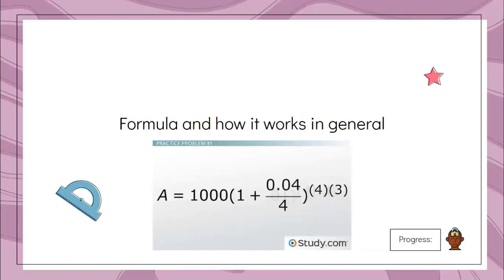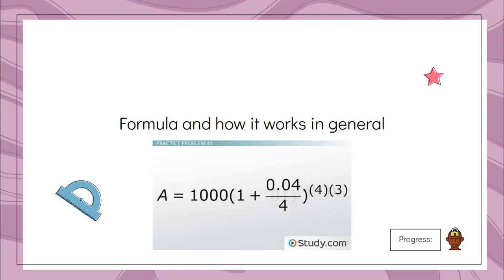So, what is the formula of compound interest and how does it work? The way we calculate compound interest is by multiplying the original principal amount by 1 plus the annual interest rate raised to the number of compound periods, minus 1. The number of compounding periods makes a big difference when calculating compound interest. The compound interest increases as the number of compounding periods increases.